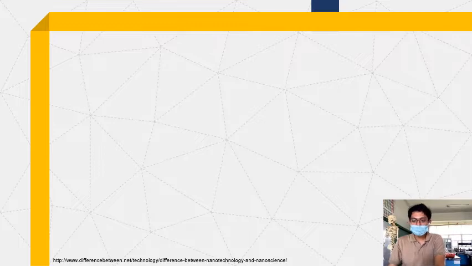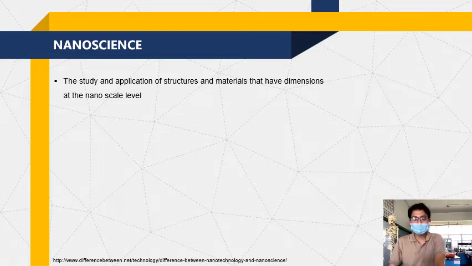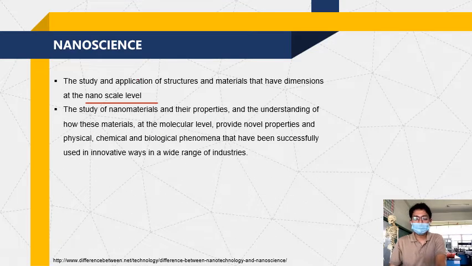Now that we have been clarified on how small a nano is, let's proceed to understanding the concept or the field of science that deals with studying these nanomaterials, and that is nanoscience. Nanoscience is the study and application of structures and materials that have dimensions at the nanoscale level. Another definition states that it is the understanding of how these materials at the molecular level provide novel properties and physical, chemical, and biological phenomena that have been successfully used in innovative ways in a wide range of industries.